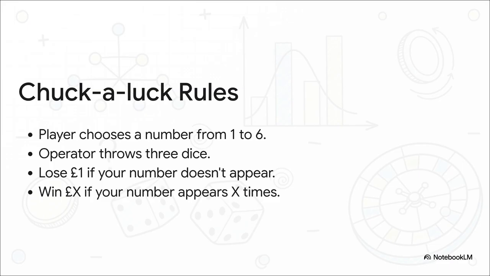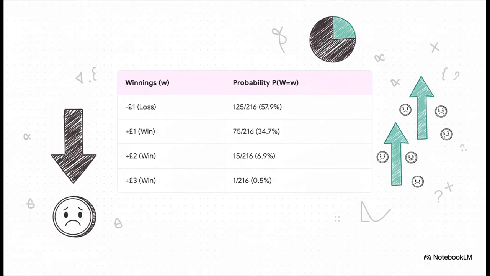It feels kind of fair, right? Maybe even a little generous. But are the odds really on your side? Well, we can build a PMF of our potential winnings. And once we do the math, a pretty harsh reality starts to set in. The single most likely outcome, with almost a 58% chance, is that you lose your pound. Winning is definitely possible, but each way you can win is less likely than losing.